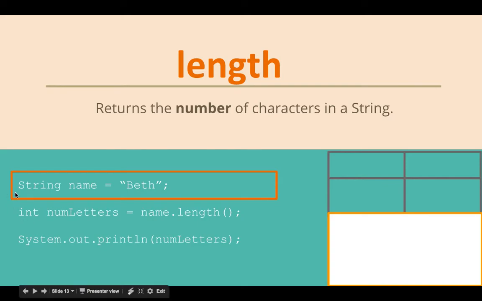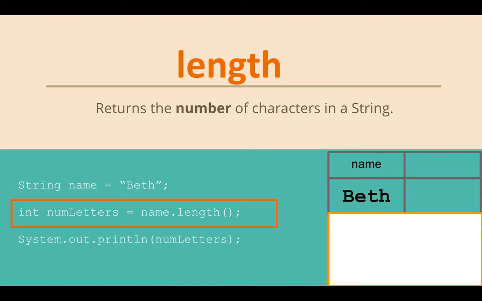So we start with our string variable name, Beth. We pop down to our next line of code, so we're going to create a new variable called numLetters, and it's going to be equal to the length of the name variable. So it's the variable name, dot, and then length for that method. Afterwards, you have to have the parentheses and then the semicolon. So it gets created here, numLetters, and it's holding the number 4 because there's 4 letters. So we can even count 1, 2, 3, 4.